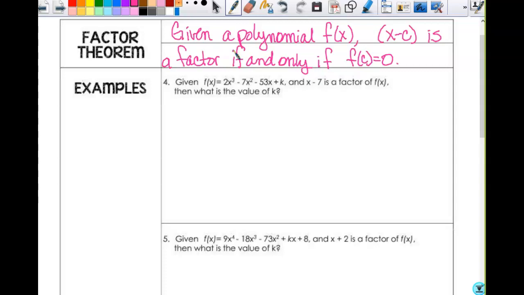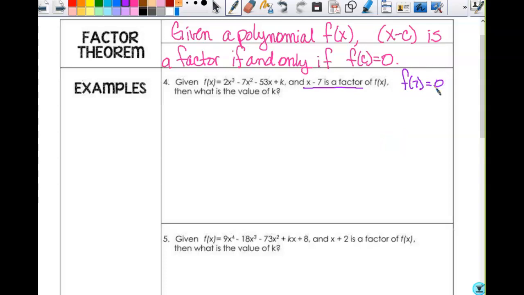Everybody okay with that? So when we read this example, it's going to sound very similar to the ones we did on the front, but it doesn't give us as much information. It says, given this polynomial, and I have a k in there, and x minus 7 is a factor of f of x, then what is the value of k? All right. Well, since we have that x minus 7, if I divide that into there, it doesn't tell me what the remainder is, but do I know what the remainder is? What would the remainder have to be? 0. Because if x minus 7 is a factor, then f of 7 equals 0. So my remainder is 0.